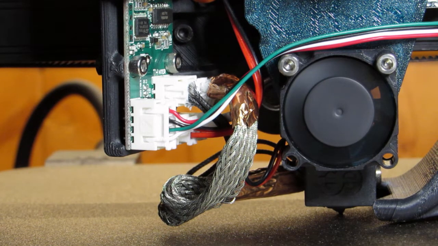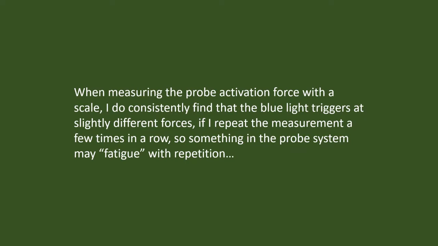I'm still not clear why it went from 0.08 to 0.05 from one measurement to the next, because in both cases, plus or minus 0.01 put the blue light on or off.